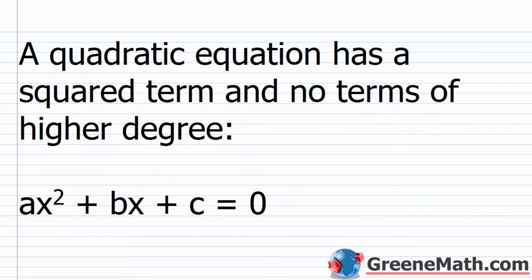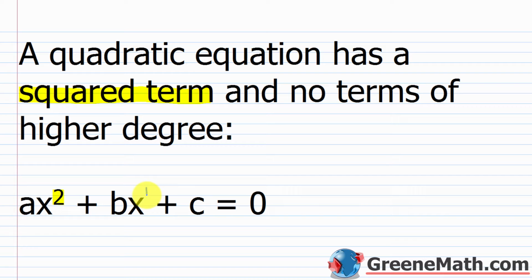So I want you to recall that a quadratic equation has a squared term and no terms of higher degree. As a generic example, and one that you'll probably see in your textbook, we have ax squared, let me highlight that exponent of 2, plus bx plus c equals 0. So this is a quadratic equation in standard form. You'll see that the exponents go in descending order. You have the exponent that's 2, then you have the exponent that's 1.